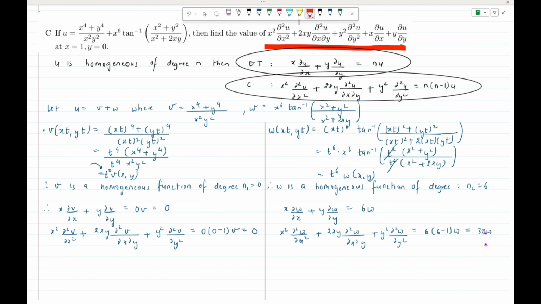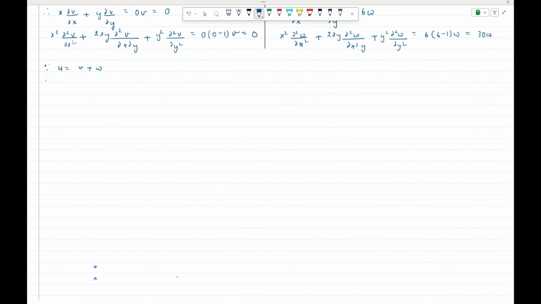So we are interested in the terms which are involving U, whereas whatever results we have got so far, they don't deal with U, they deal with the functions V and W. So let me show you what we are going to do next. Since U is equal to V plus W, therefore the partial derivative of U with respect to x is going to be del V by del x plus del W by del x. And the same is going to happen with the partial derivative of U with respect to y. It is going to be del V by del y plus del W by del y.